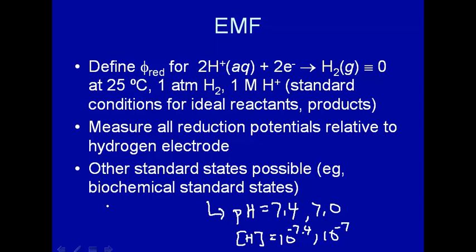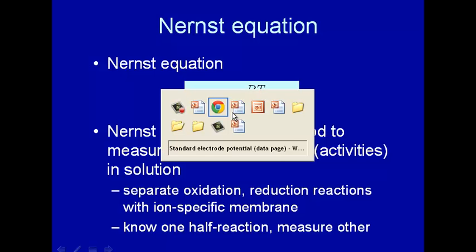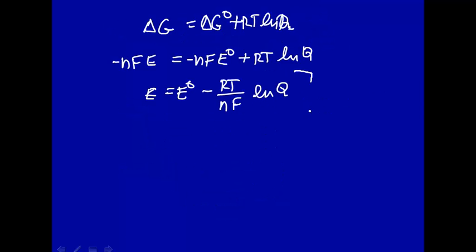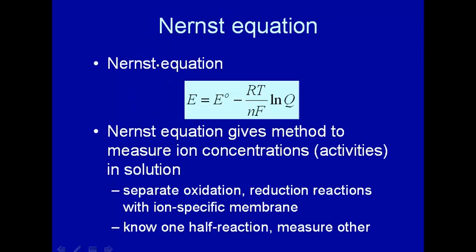All right, so now we're getting places. Here's the Nernst equation. There it is. It just comes from what we derived before, only now substituting what G is, another manifestation of G, the cell potential. So the Nernst equation gives a method to measure ion concentration activities in solution. What you separate is the oxidation-reduction reactions with ion-specific electrodes. If you know one half reaction, you can measure the other.